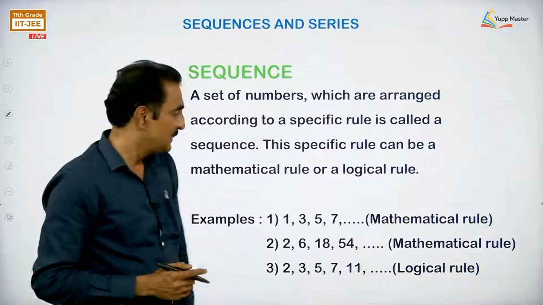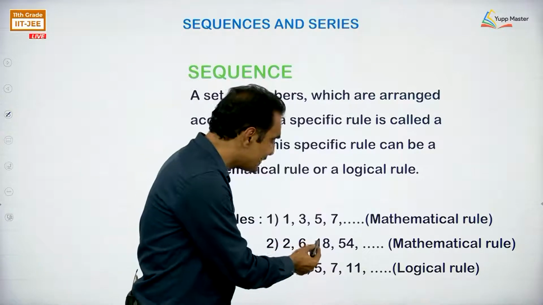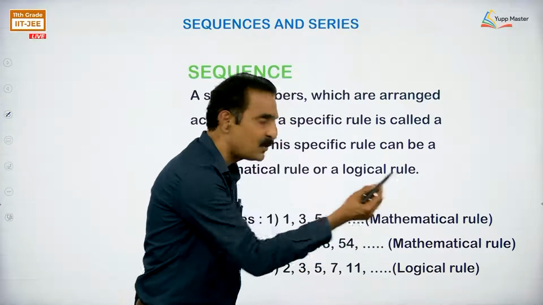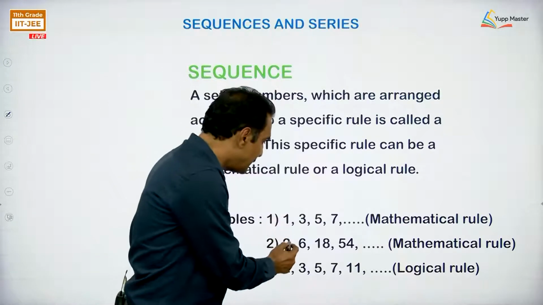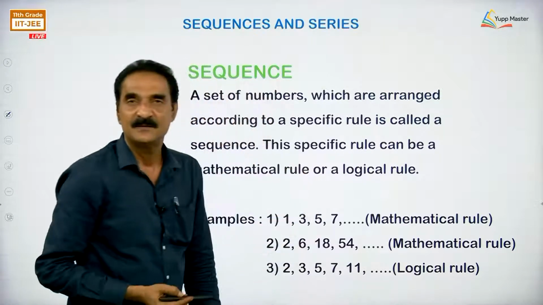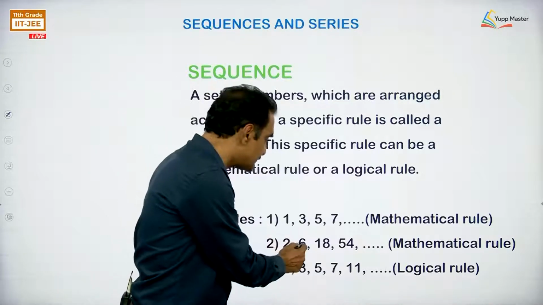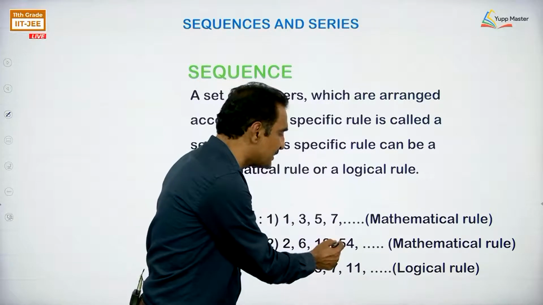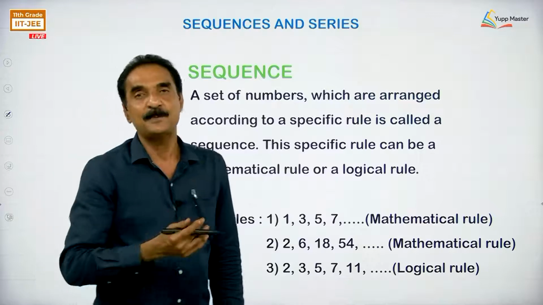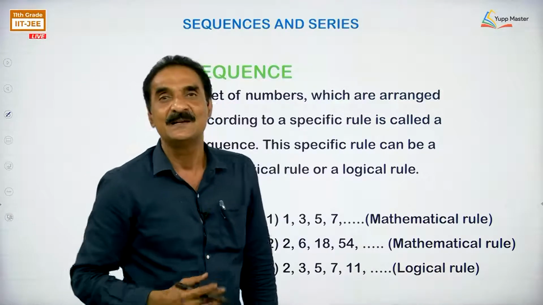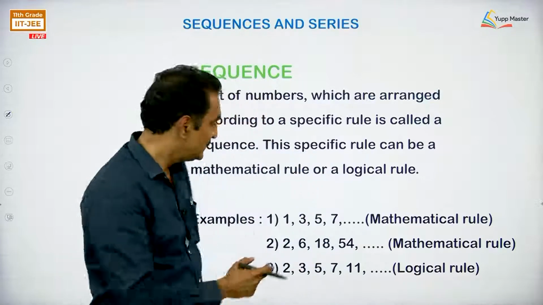Alright. Now let us take the next example. The numbers are 2, 6, 18, 54 and so on. What can you notice? Every term is multiplied by 3 to get the next term. 2 into 3 is 6, 6 into 3 is 18, 18 into 3 is 54 and so on. So here the common mathematical rule is multiplication by 3. So this is a sequence.